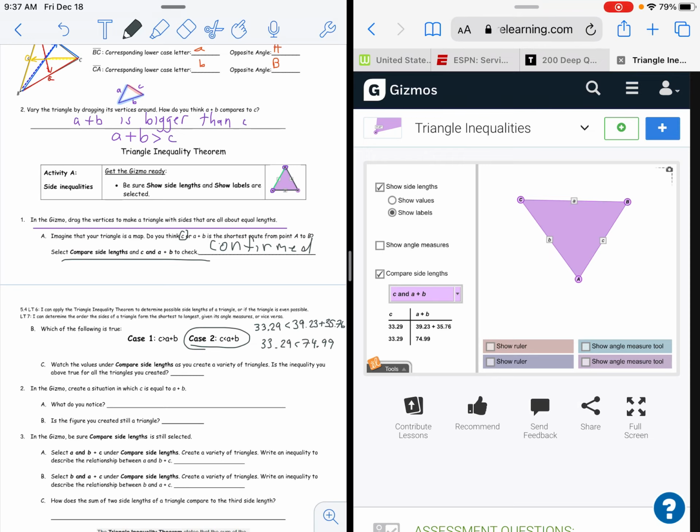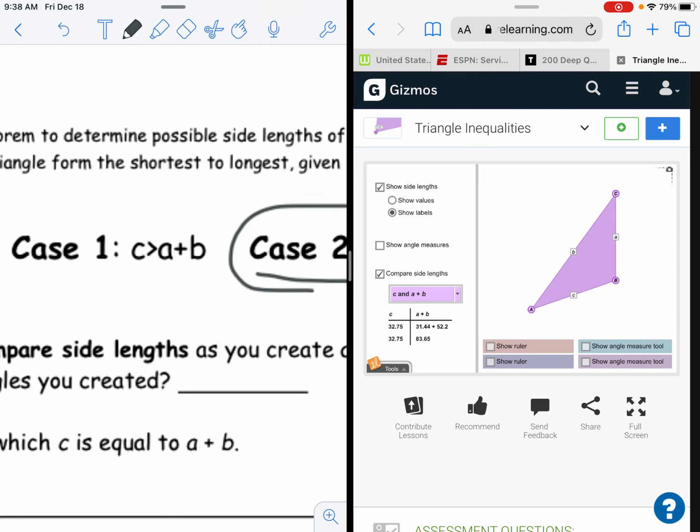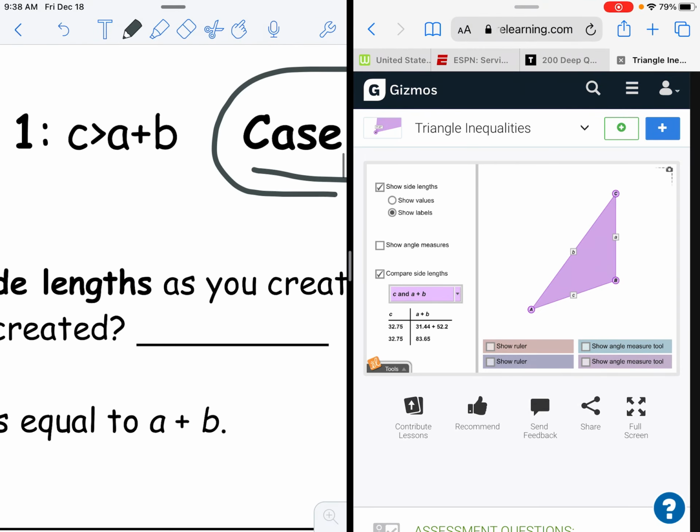So we're gonna keep this table open and we're gonna create a variety of triangles. Is the inequality above true for all triangles created? So again, let me make these smaller. Is it possible to get A plus B less than C? It appears no. It appears that this is always true. It doesn't matter what I do. If I do it like this, I can't change that value. So is it true for all of them? Yes. We'll put yes.